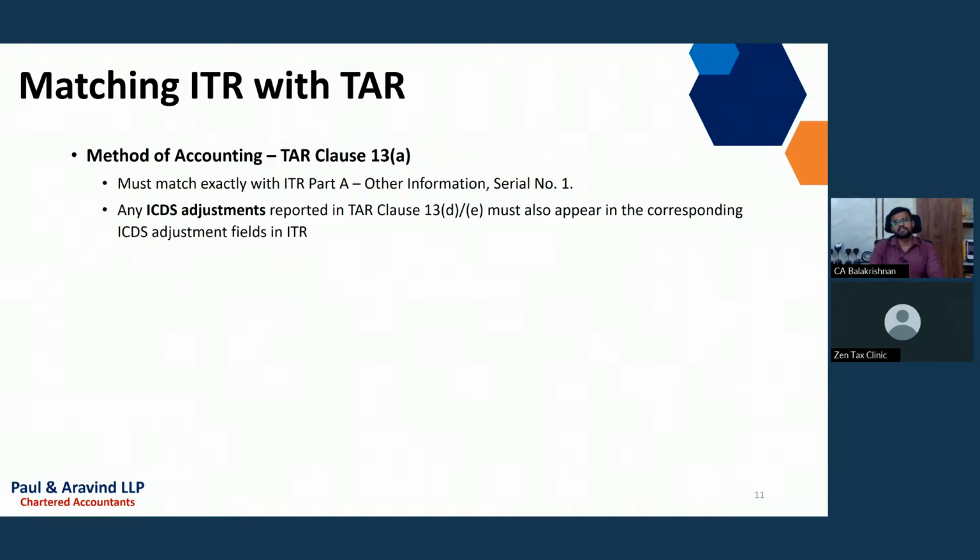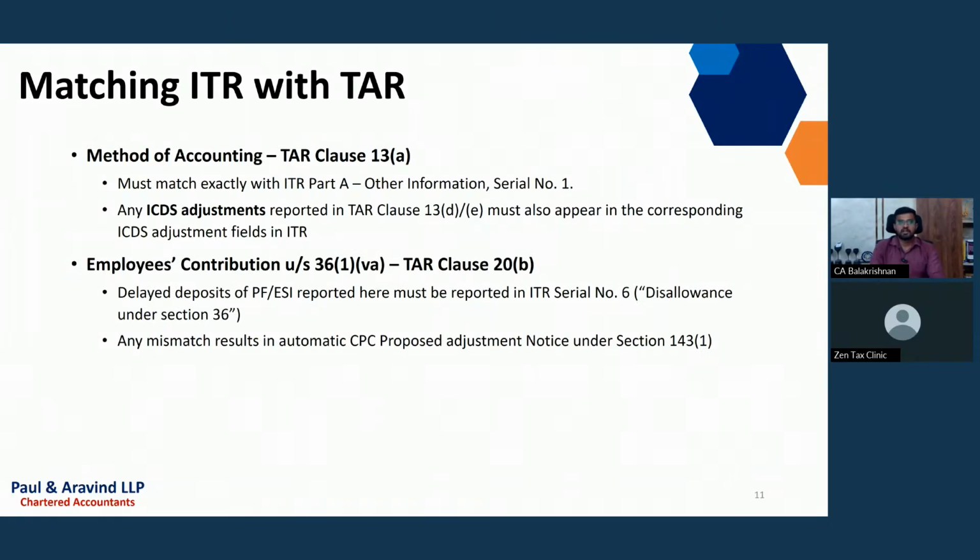This needs to be reported in Other Information, Part A of the ITR. That needs to be reported in the ITR also. After employees' contributions towards PF and ESI, this will be covered in clause 20B of the tax audit report.